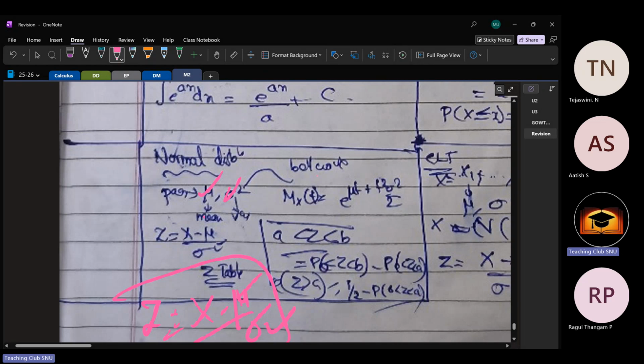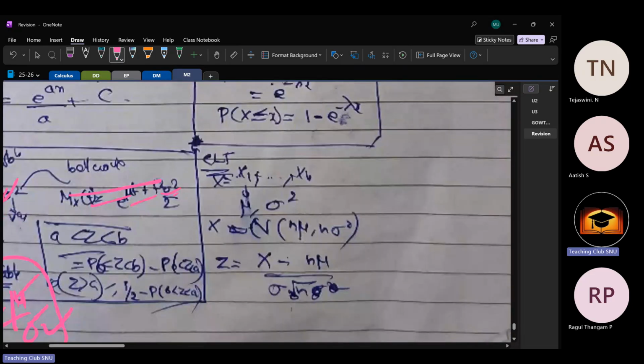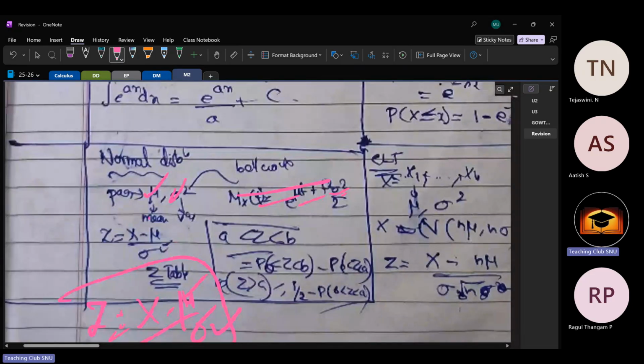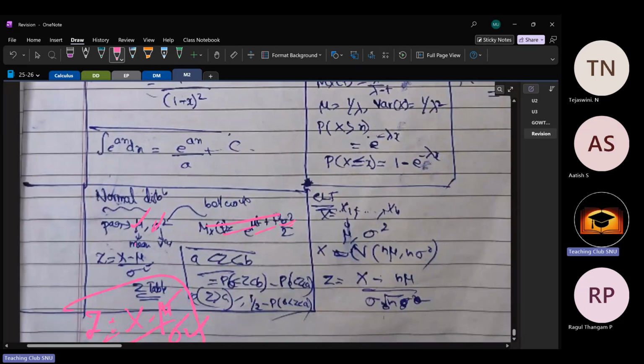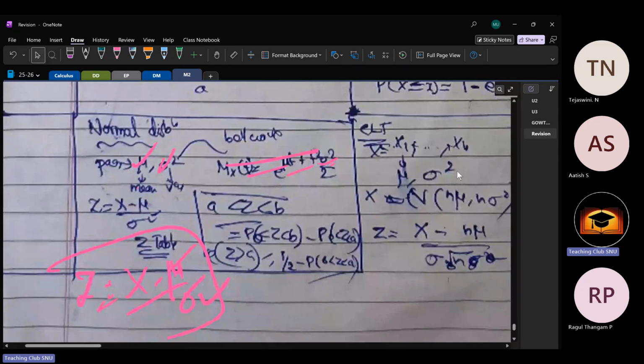You may not remember this, so leave it. But generally you'll be evaluating probabilities only in this context. There are different kinds of graphs for which you will be computing probability. So consider the probability of Z lying between A and B. You first find Z: whatever X is given, let's say X from A to B, in this whole inequality you subtract mu and divide by sigma.